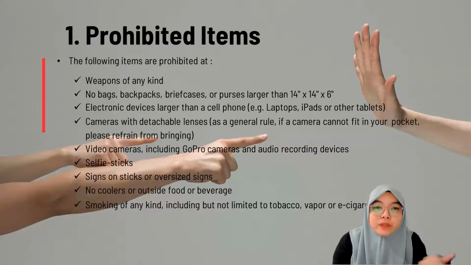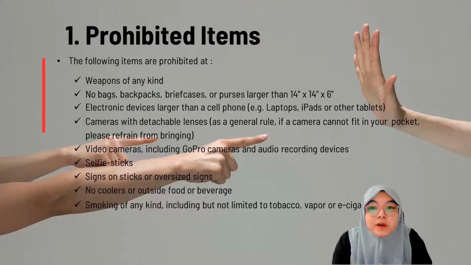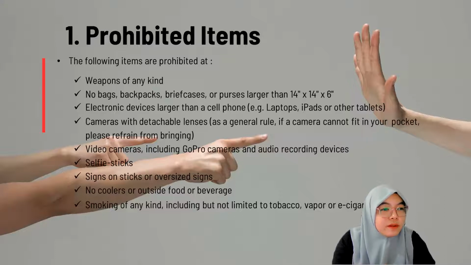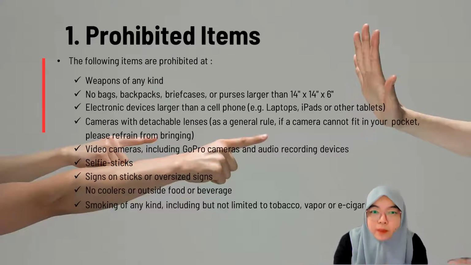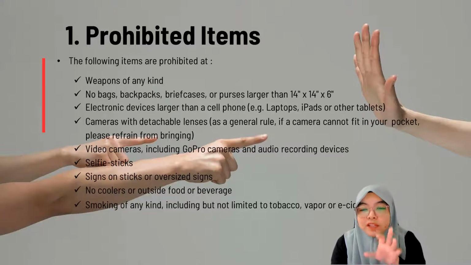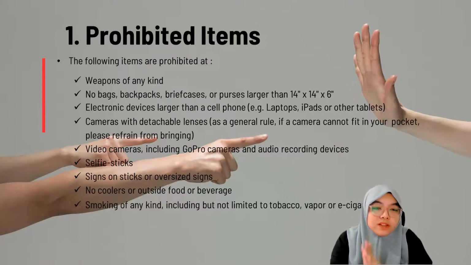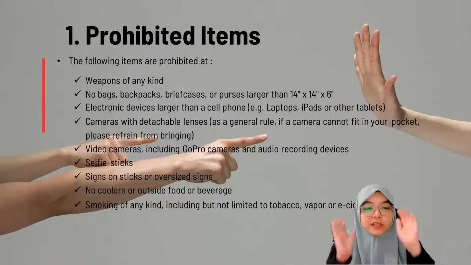Okay, weapons of any kind. Can you tell me what a weapon is? For example, guns, bats or anything, even a samurai sword. That is considered a weapon. No bags, backpacks, briefcases or purses larger than 14 by 14 by 6, which is quite big. So you don't need to bring any bags or backpacks into an event.